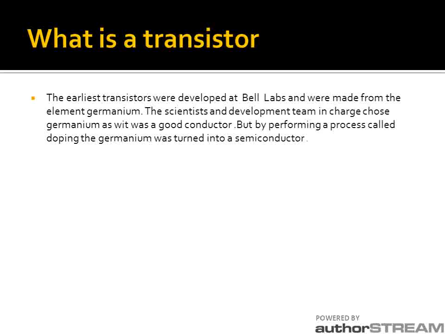The earliest transistors were developed at Bell Labs and were made from the element germanium. The scientists and development team in charge chose germanium as it was a good conductor, but by performing a process called doping, the germanium was turned into a semiconductor.